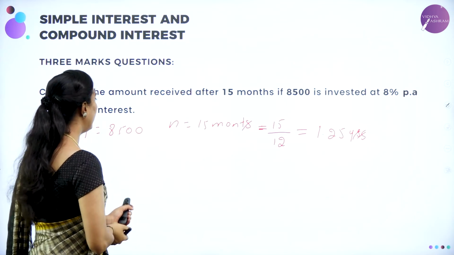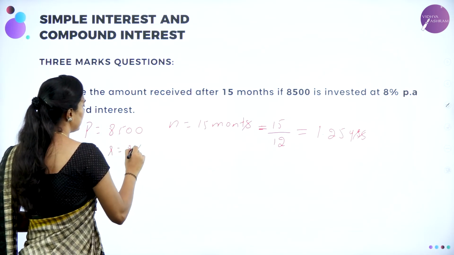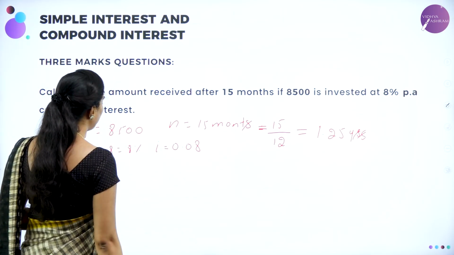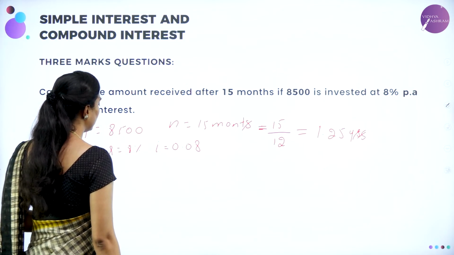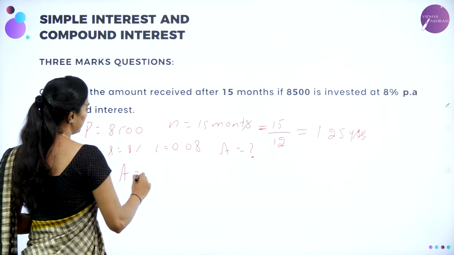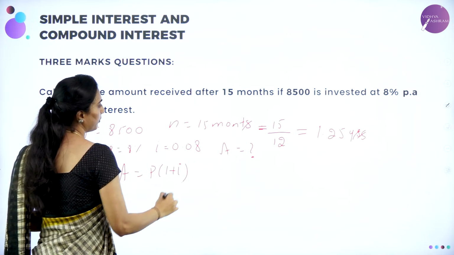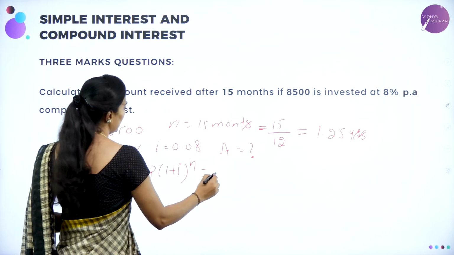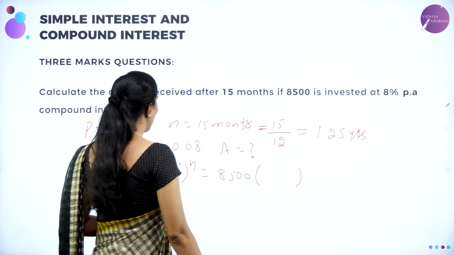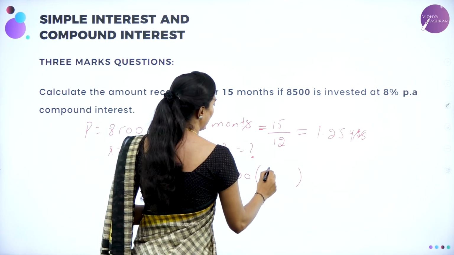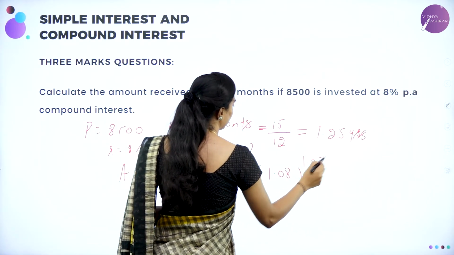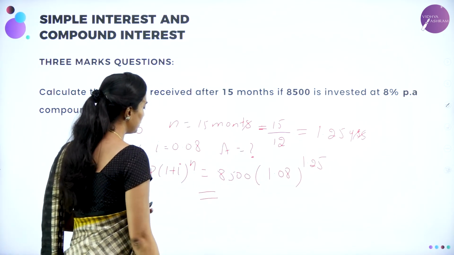So R will be equal to 8%. So I is nothing but 0.08. What will be the amount received they have asked? So amount received, A, is equal to question mark. We can calculate A is equal to P into (1 plus I) whole to the power of N, which is P is 8500 into 1.08 whole to the power of 1.25.